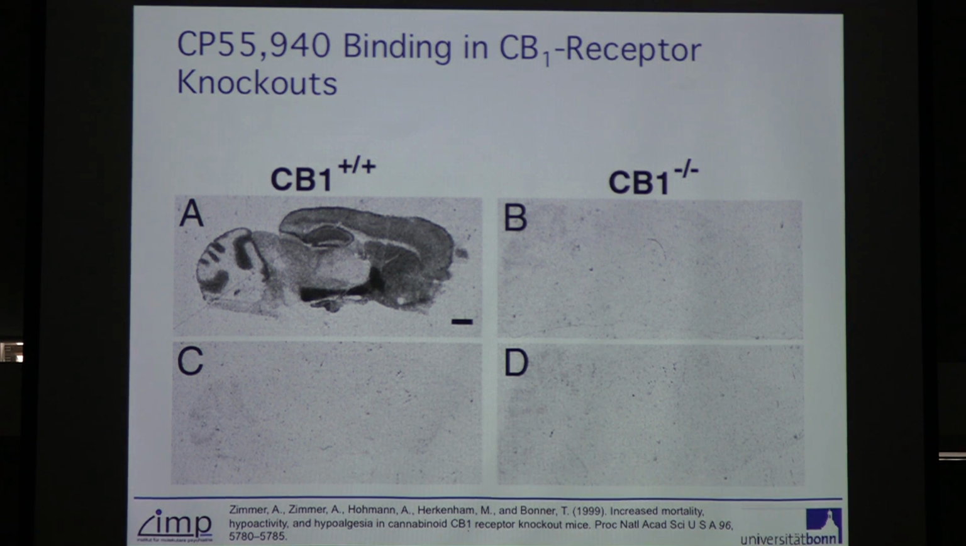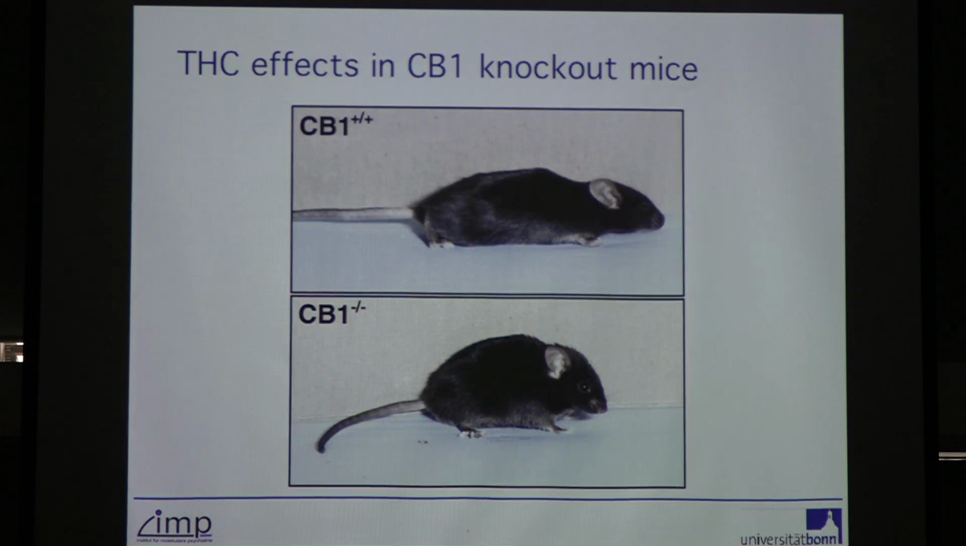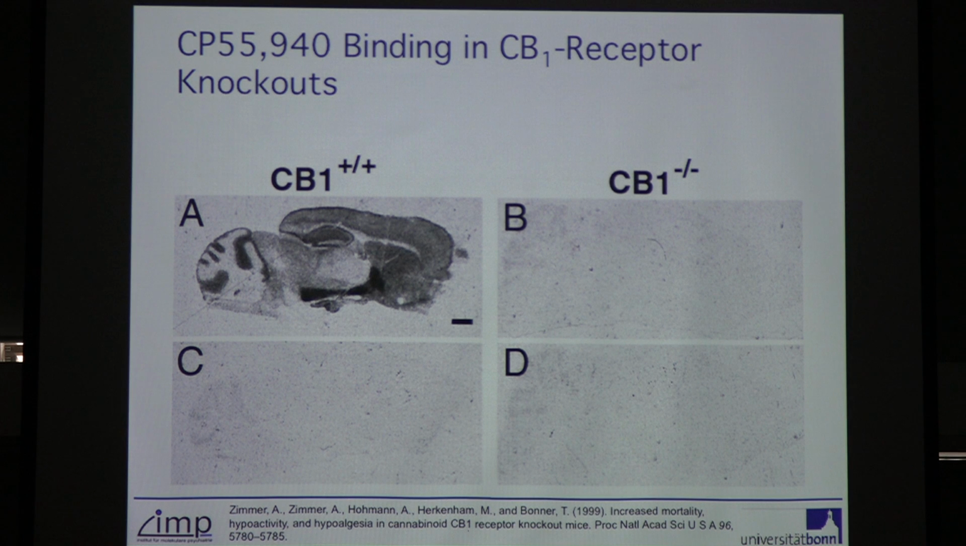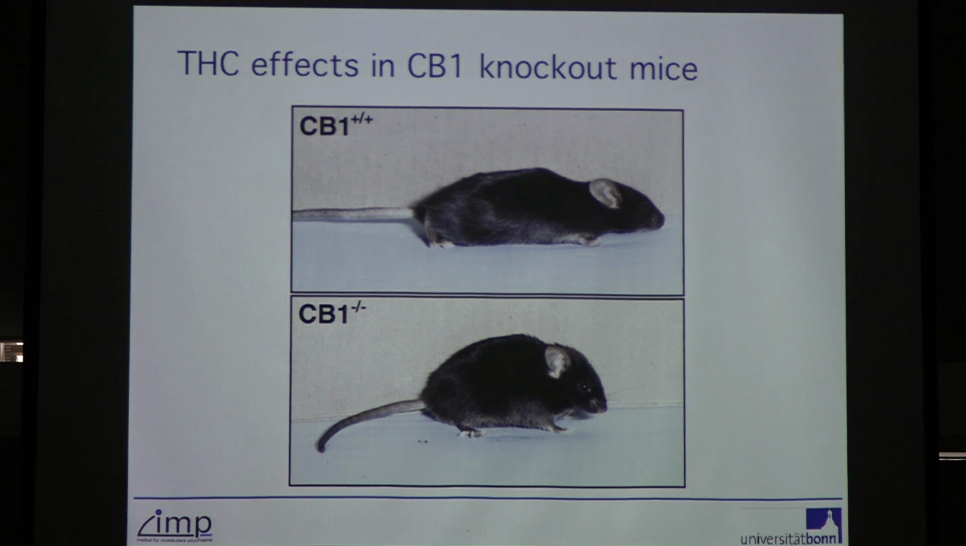However, there could be CB2 receptors still present, but if they are present in the brain, which is what's being discussed, the levels are so low that we cannot detect them with normal binding using this methodology. Now, if we knock out the CB1 receptor, then animals basically do not seem to show any responses to THC at all.